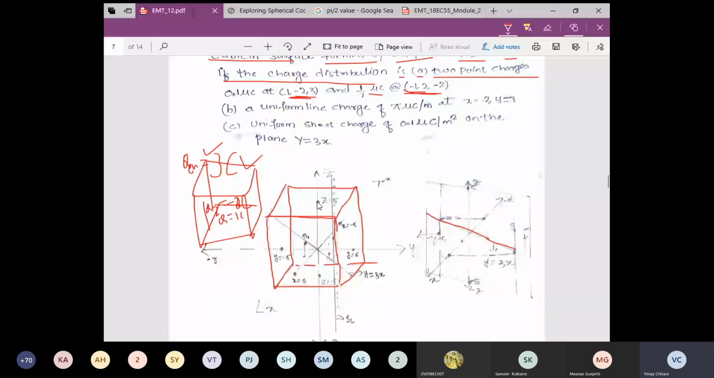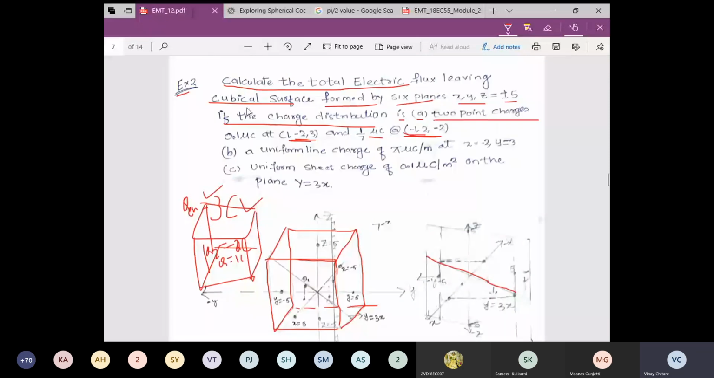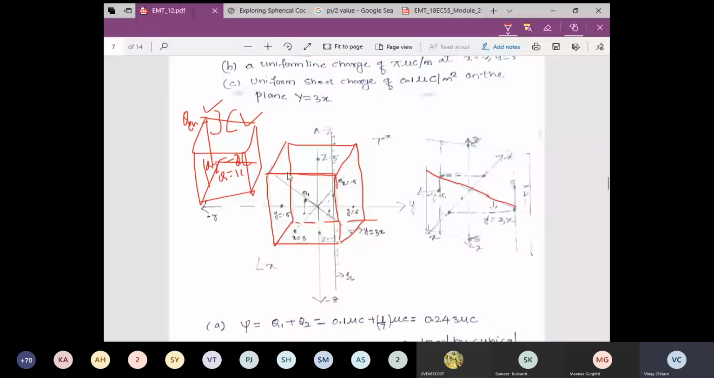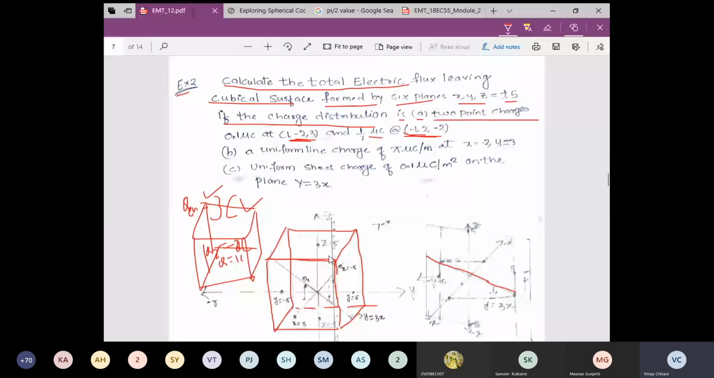Now you have the same scenario, that is, you have a cubical surface formed by x, y, z equal to plus or minus 5, and charges are distributed at these two points. So now tell me, what is the flux leaving this cubical surface?